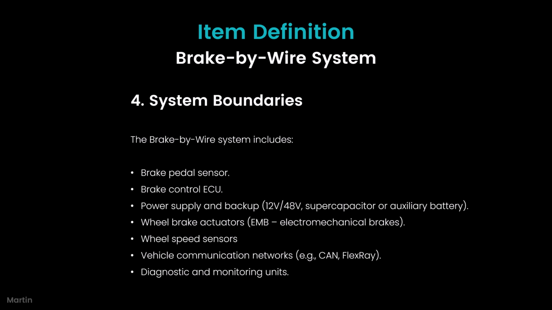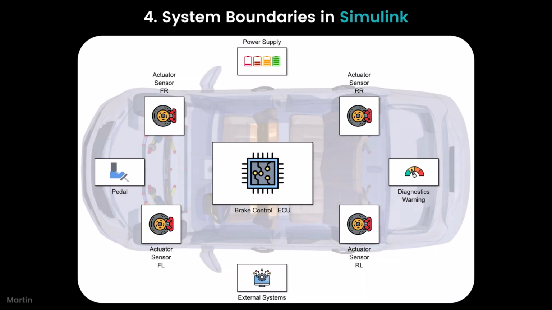The fourth section of an item definition is the system boundaries. This section defines the physical, functional, and logical limits of the item, clarifying what is included within the system and what lies outside its scope. It identifies the interfaces with other systems or components and specifies how data, power, or signals are exchanged across these boundaries. Clearly defining system boundaries helps avoid ambiguity, ensures consistent assumptions, and supports accurate integration and verification activities. Here we show the implementation in Simulink with the corresponding subsystem blocks.